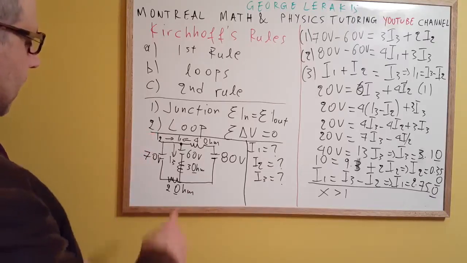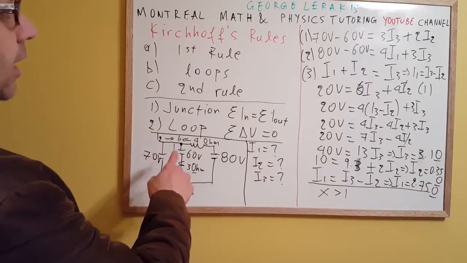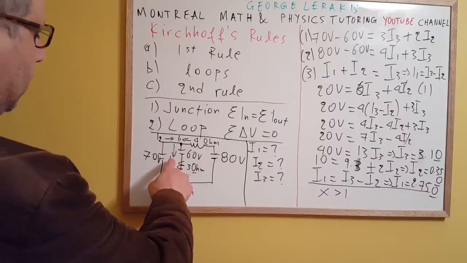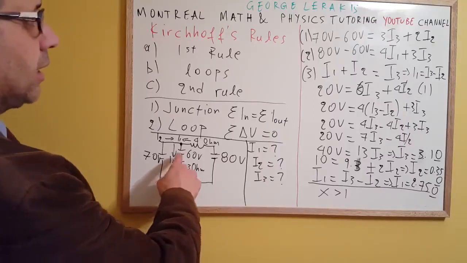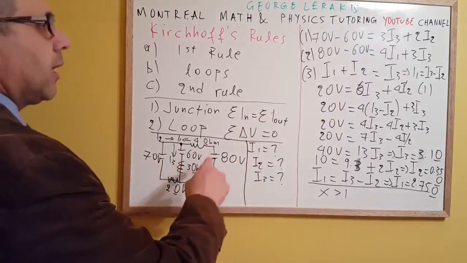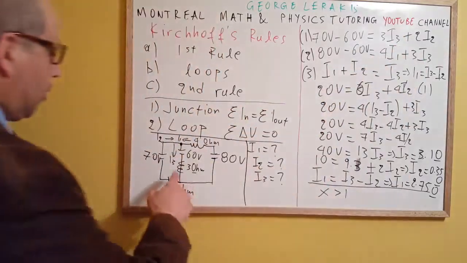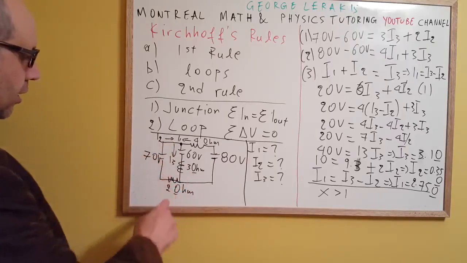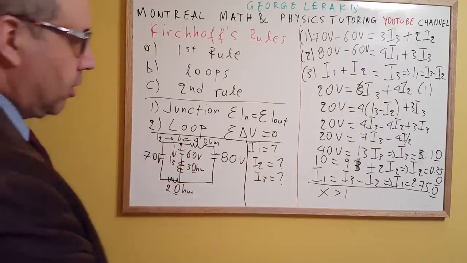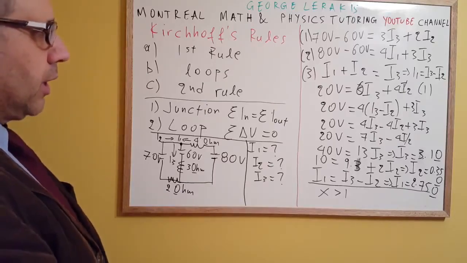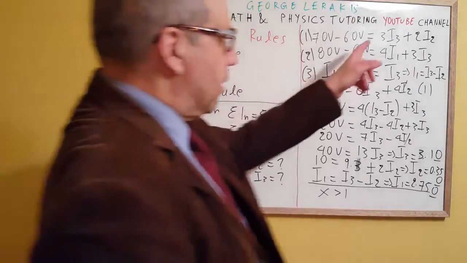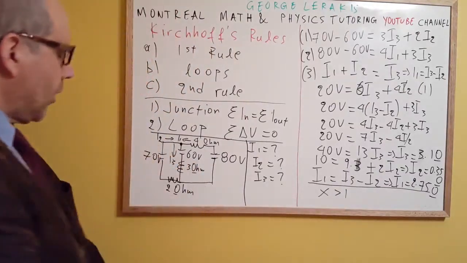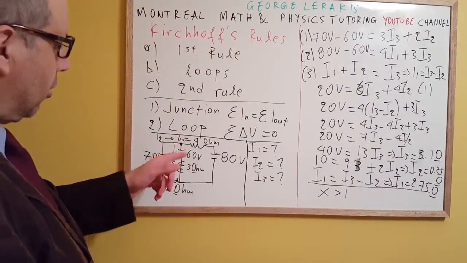So that should be equal to 3I3 plus 2I2, because I assume that I3 goes like this and I2 goes like this, so all of them are in the direction of the loop. So that's the first equation. Now I go to the second loop.